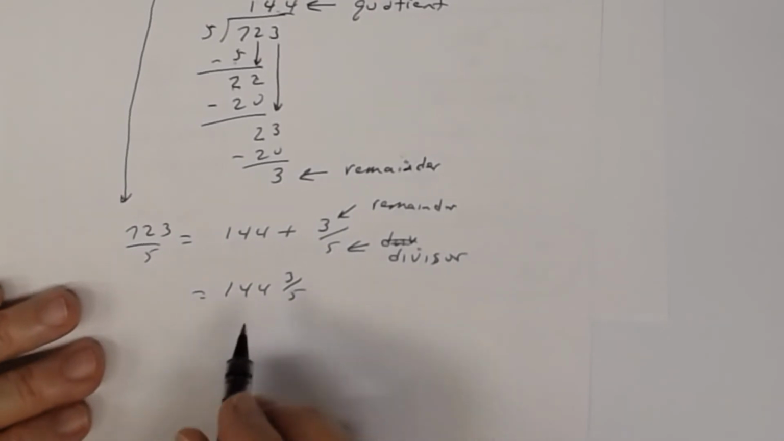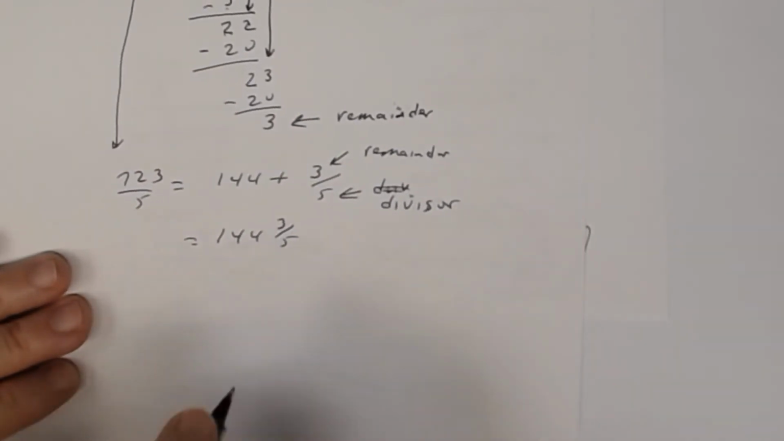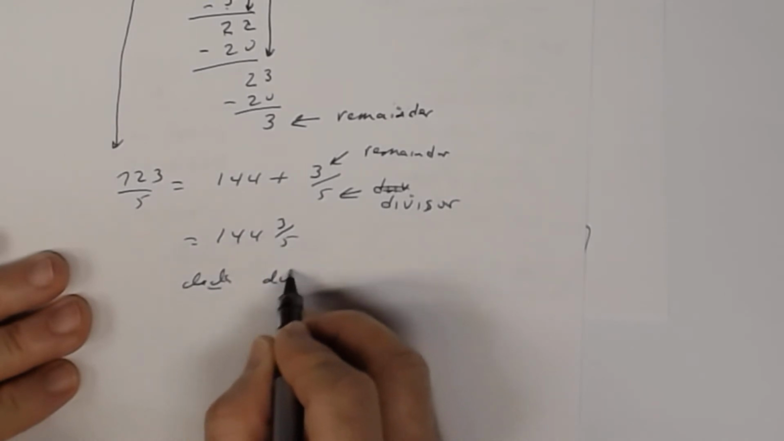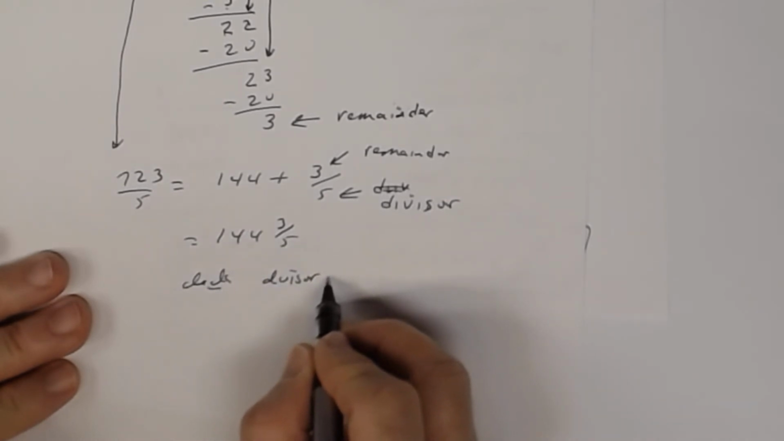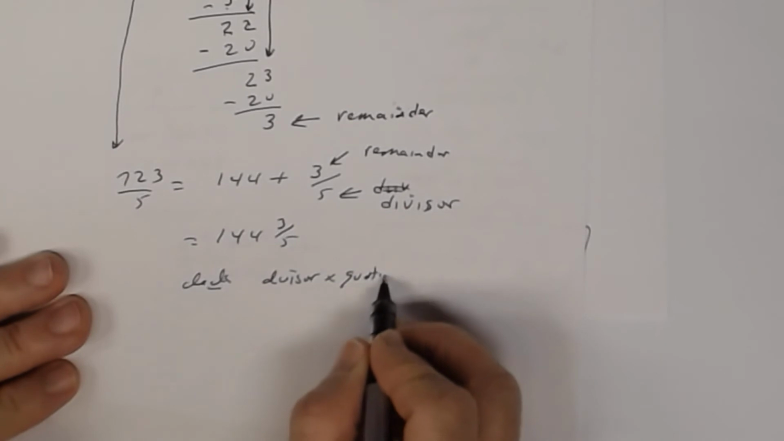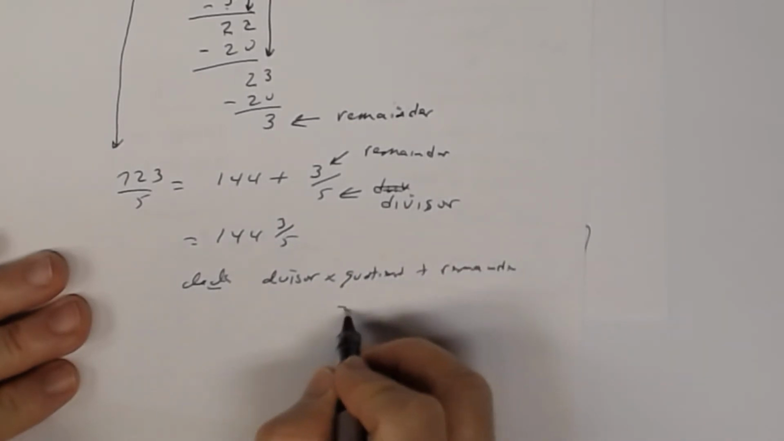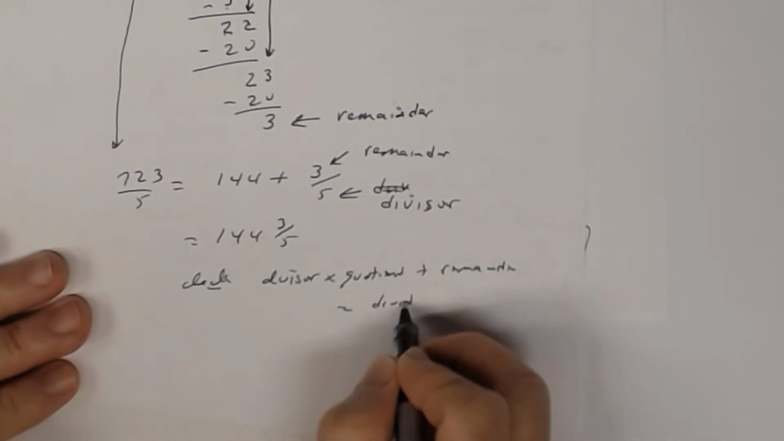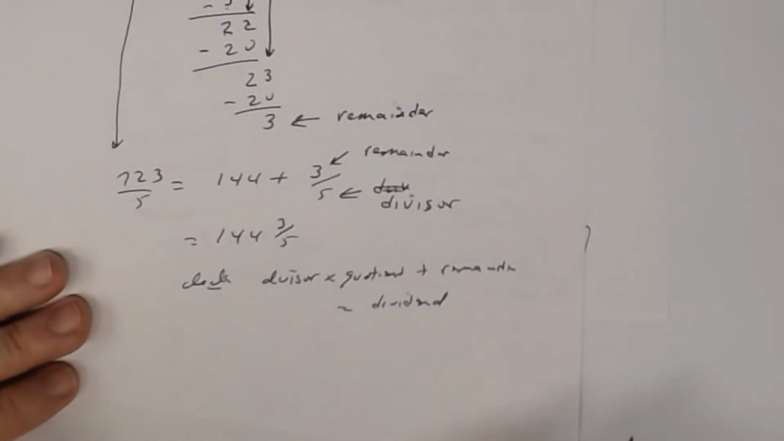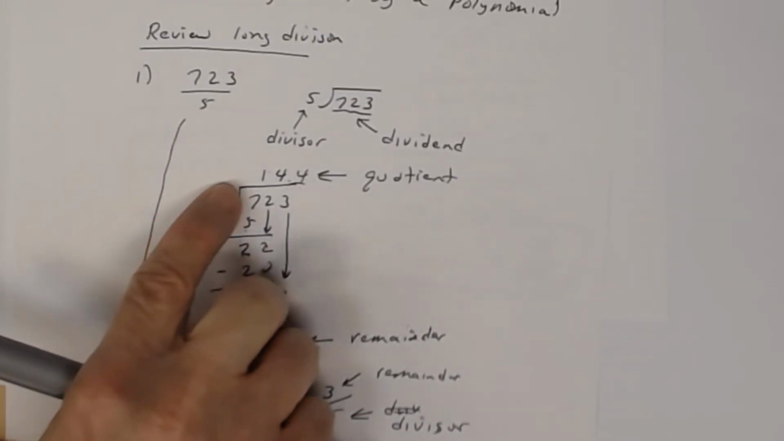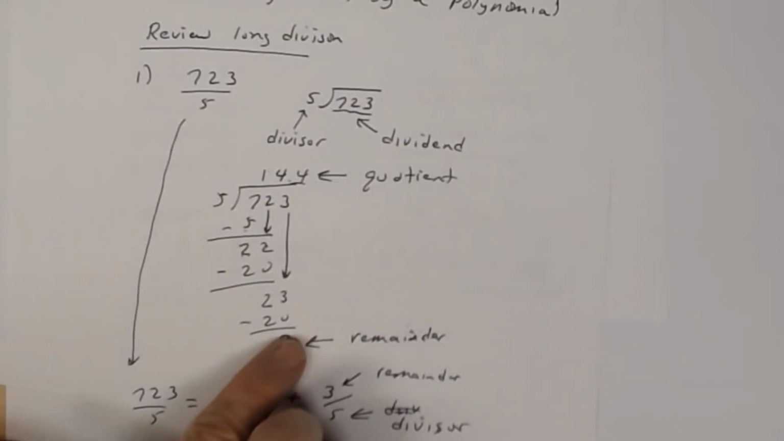Okay? So when we did this, to check, we said the divisor times the quotient plus the remainder equals the dividend. And the divisor, remember, is 5. So 5 times 144, the quotient, plus the remainder, is going to equal 723.